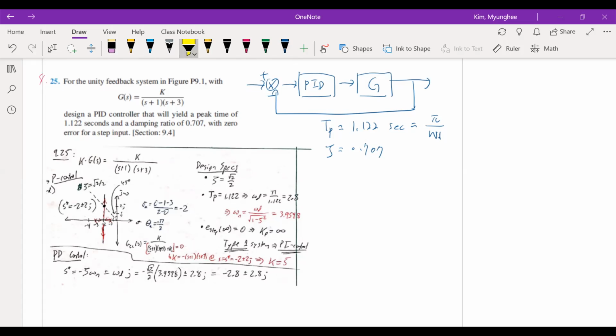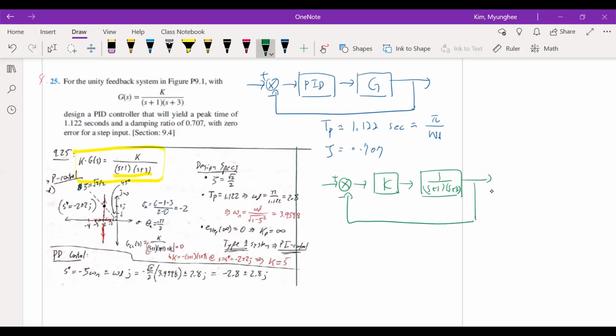The solution is here. So the original plant is K over (s plus 1)(s plus 3). And then we can draw the root locus for this. If you are drawing root locus for this system, you have a P controller, and then you have something like this. So this is a root locus for simple P controller system.